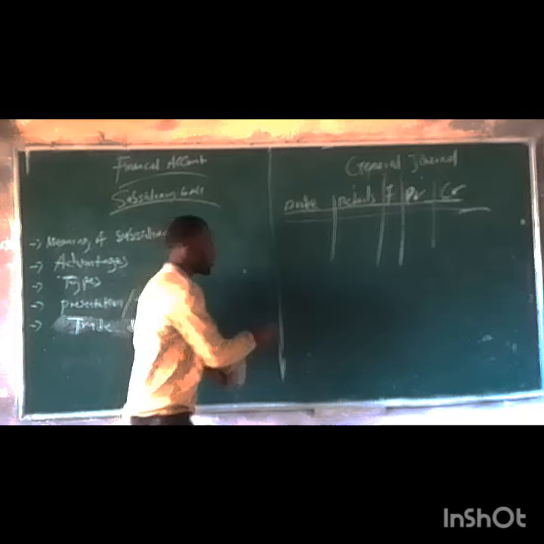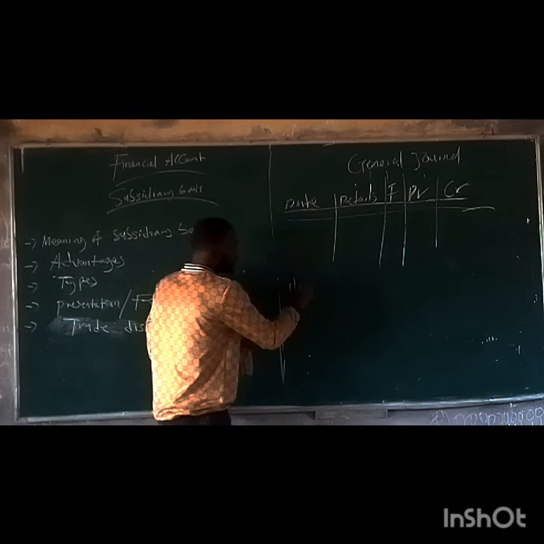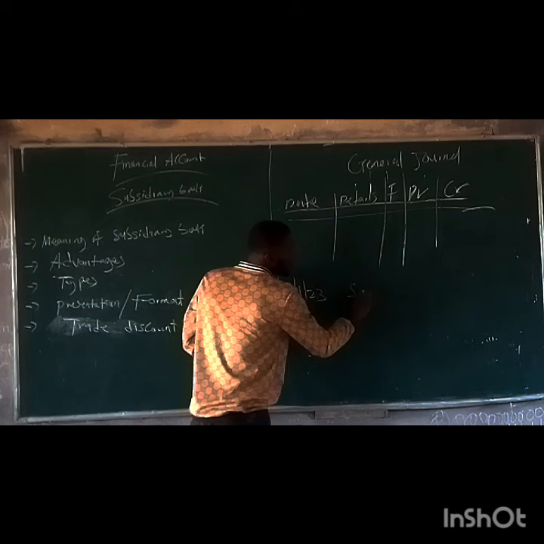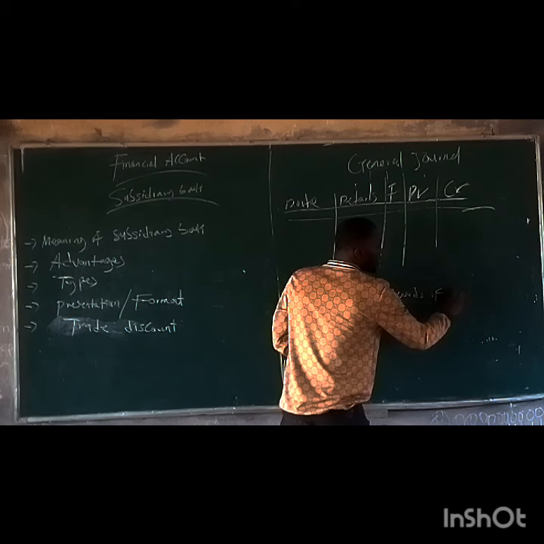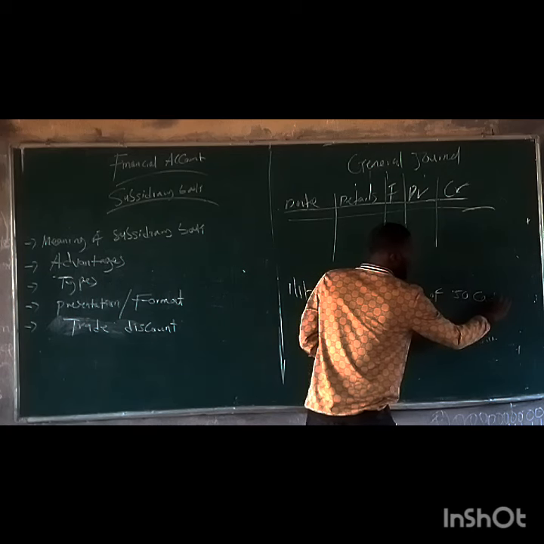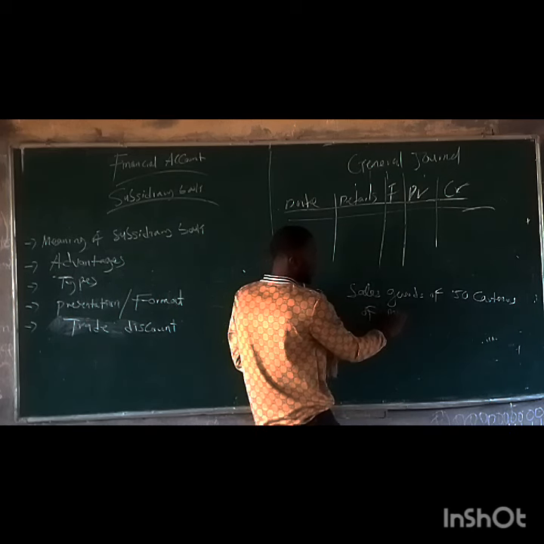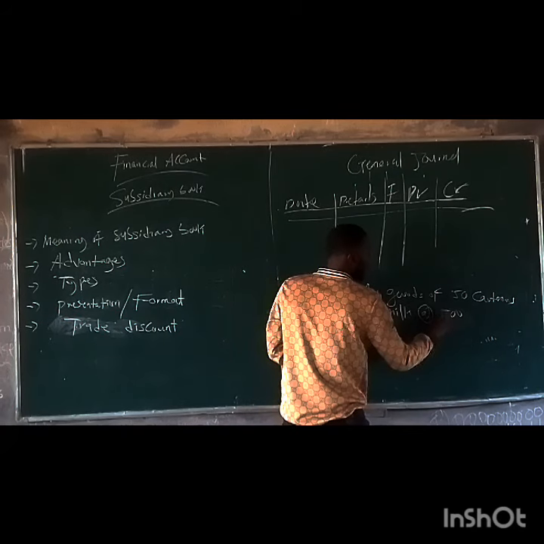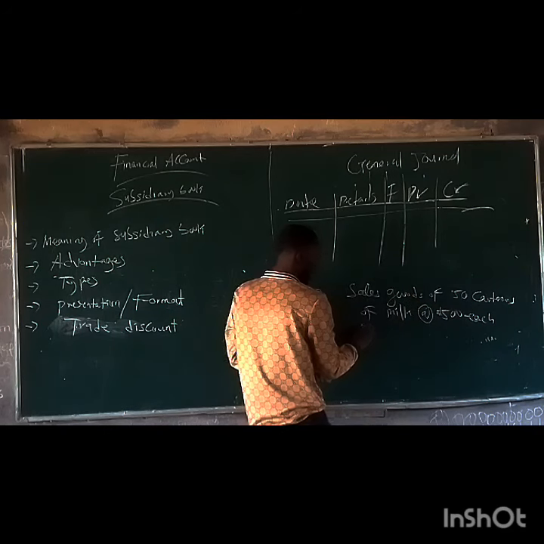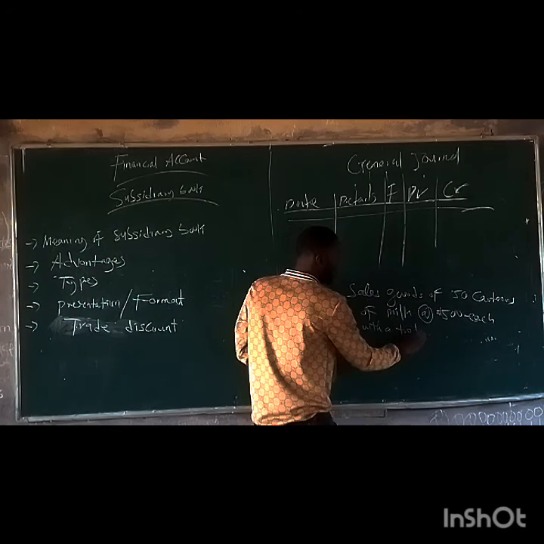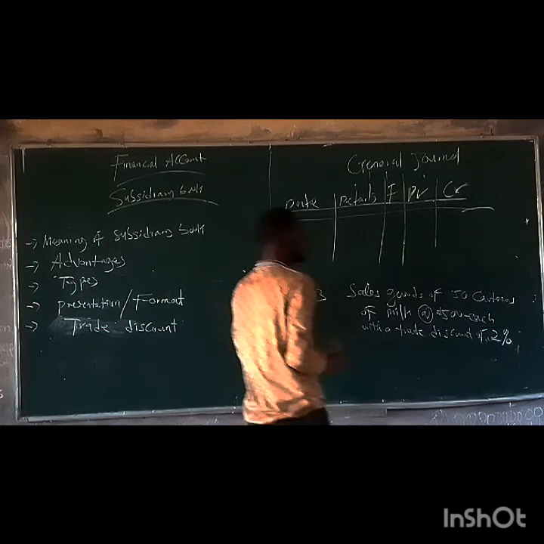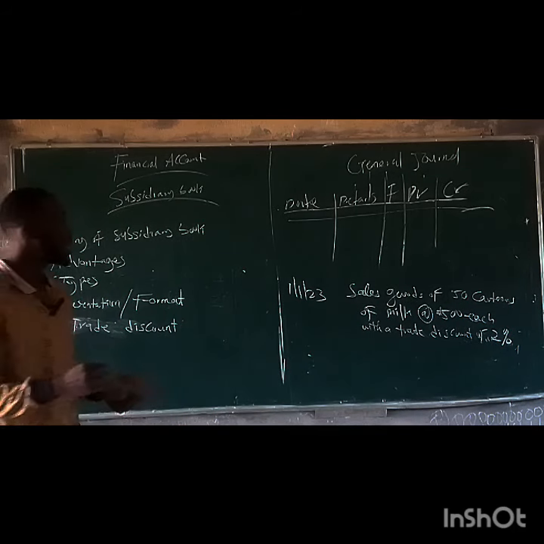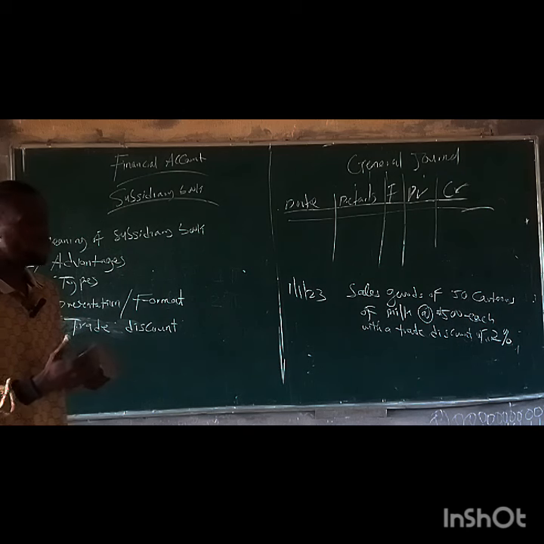For instance, let's assume, date 1st of January 2023, sales of 50 cartons of milk at 500 naira each, with a trade discount of 2%. That means 2% has to be deducted. That's the trade discount. That is a gift of that company. That is an allowance of a deduction based on the quantity being supplied or being purchased.